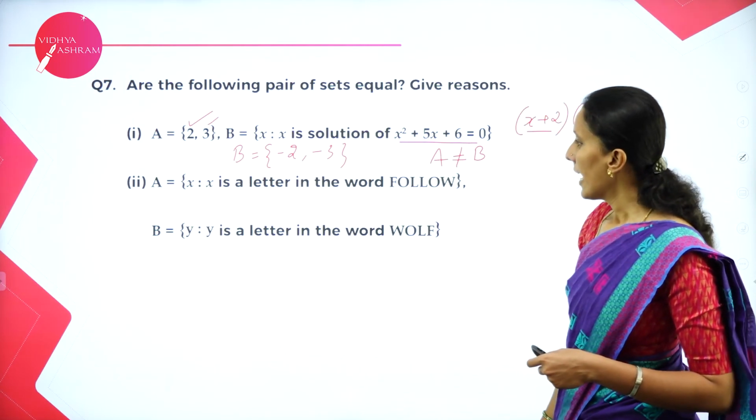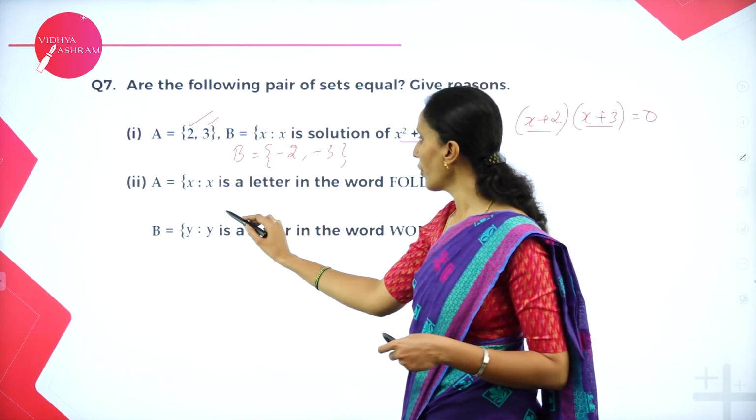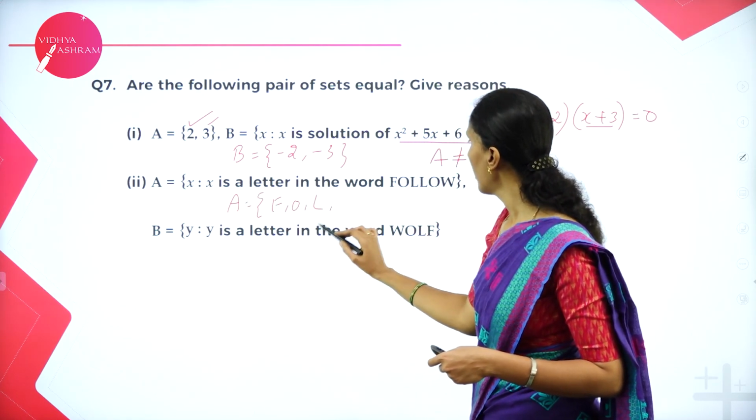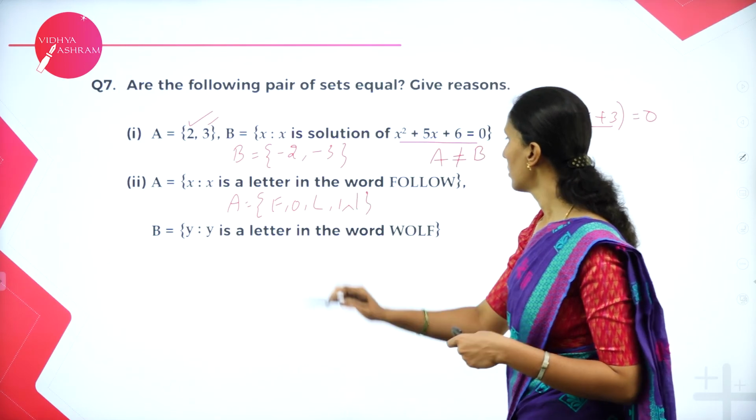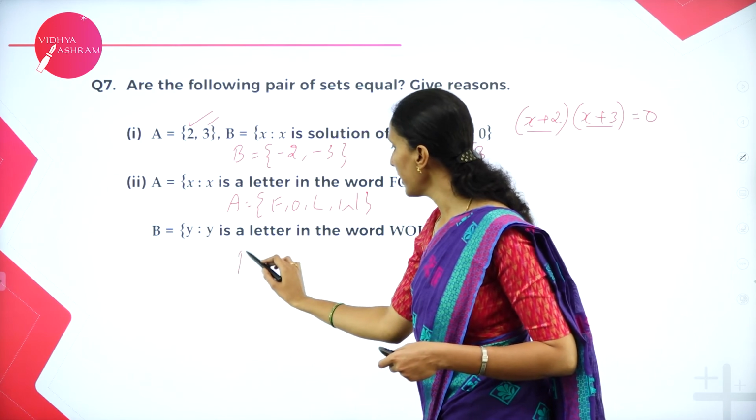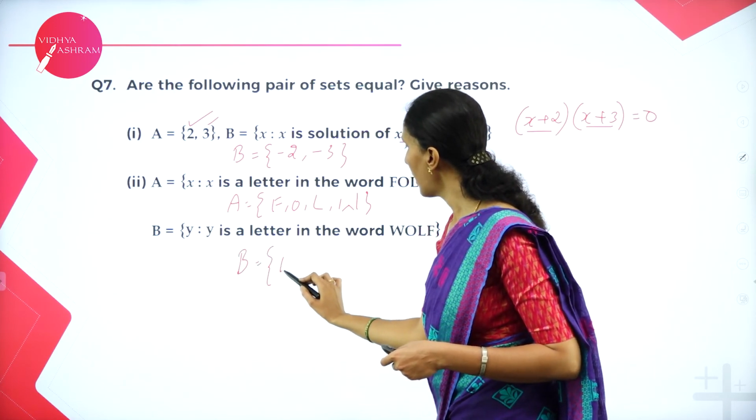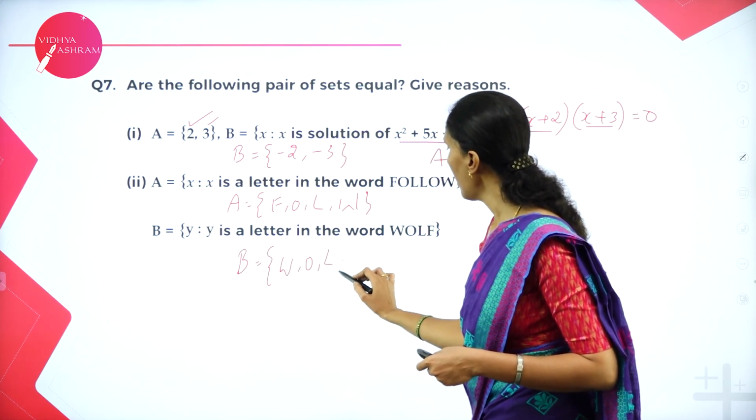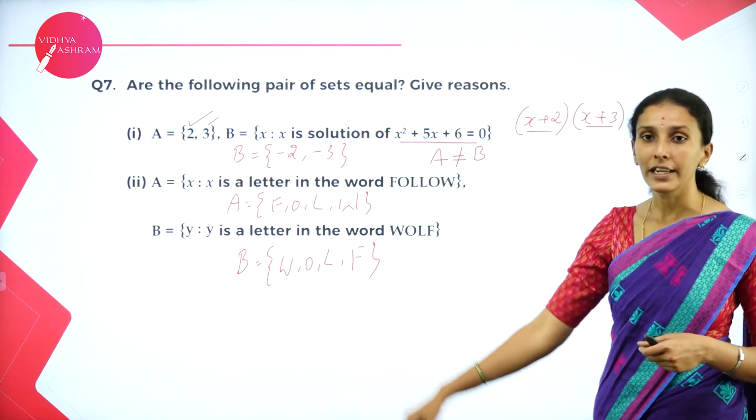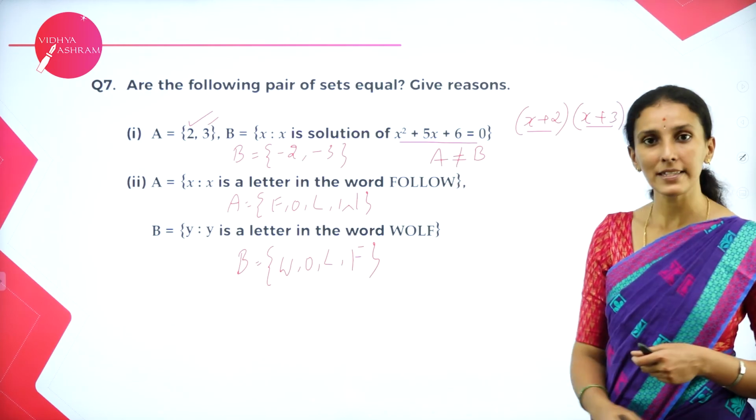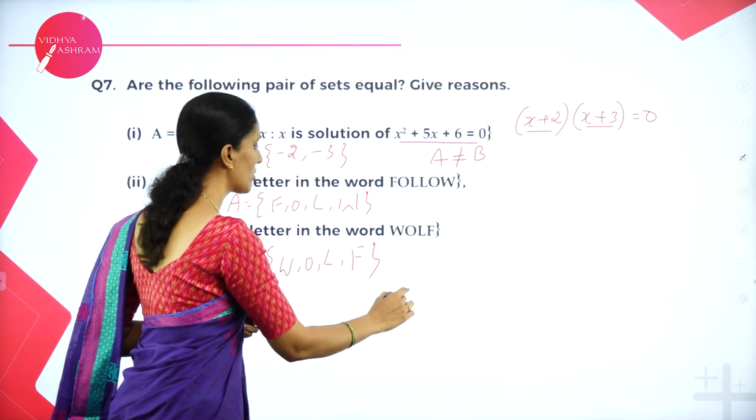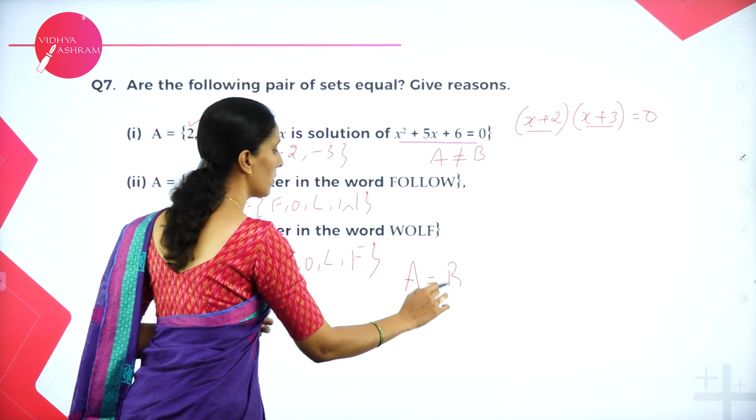Second question, X is the set of letters in the word follow. So if I write it, follow: F, O, L, W. And if I write B, which is the set of letters of wolf, so B: W, O, L, F. You can see W, O, L, F in A also, and A contains all the elements in B also. So what we can conclude, they are equal. So I'll write A is equal to B.